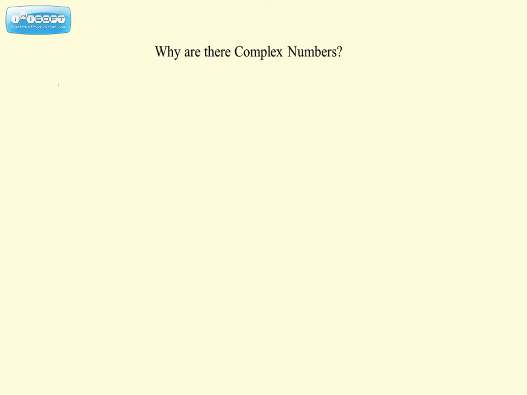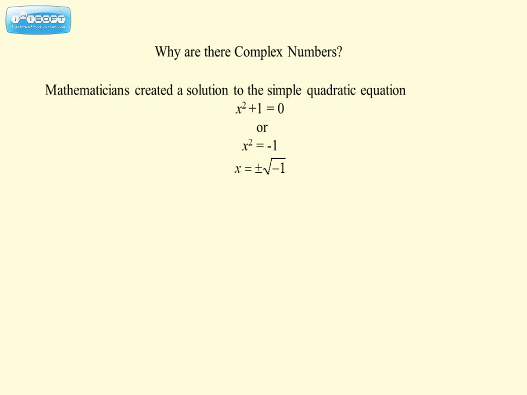Why are there complex numbers? Mathematicians were looking for a solution to the simple quadratic equation x squared plus 1 equals 0. If we look at this graphically, its vertex is at (0, 1), so there are no real solutions. Solving the quadratic, we have x equals plus or minus the square root of negative 1.